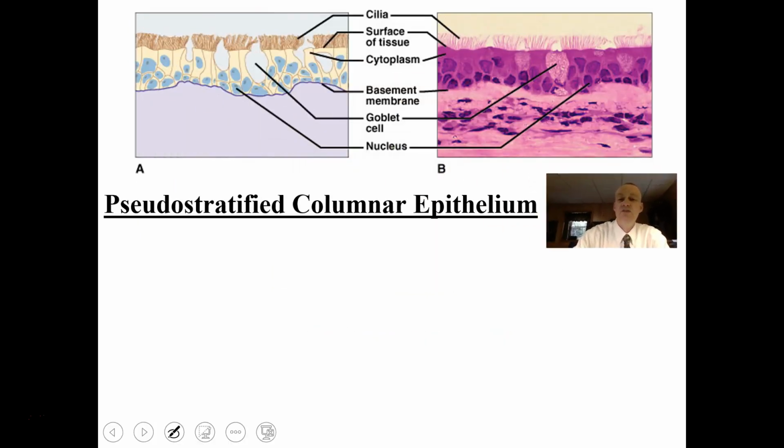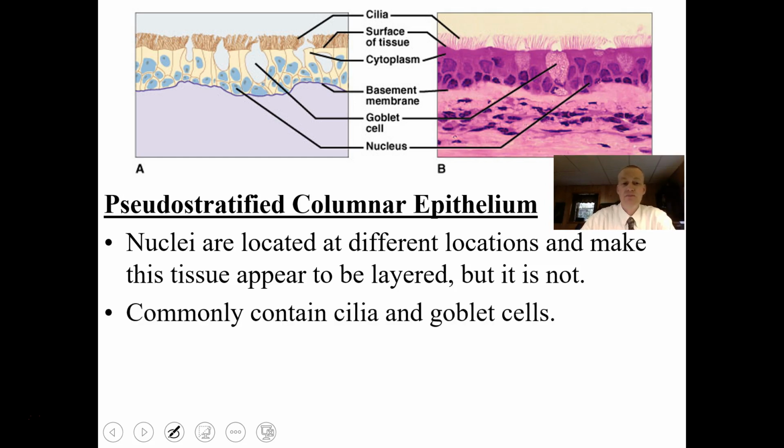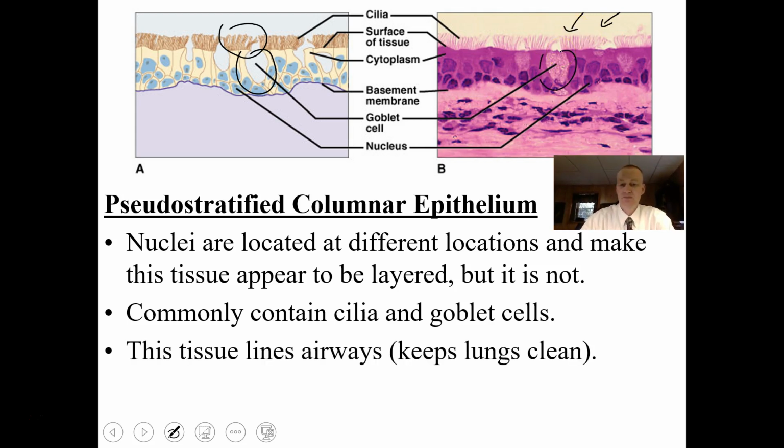Well, we have a pseudostratified columnar epithelium. These are going to have nuclei located in different positions, therefore it makes it look like it's stratified, but it's actually not. They contain goblet cells, so you can see the goblet cells up here. They contain cilia. That's the artist rendition. This is the photomicrograph. The cilia are beautiful here, and the goblet cells are really cool as well. This tissue will also line airways. It keeps your lungs clean.